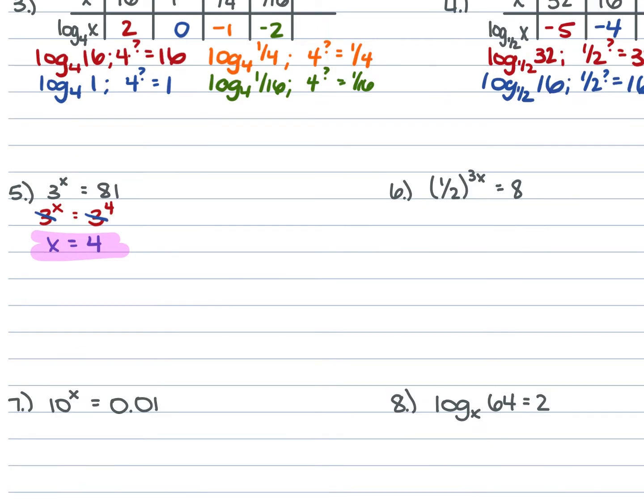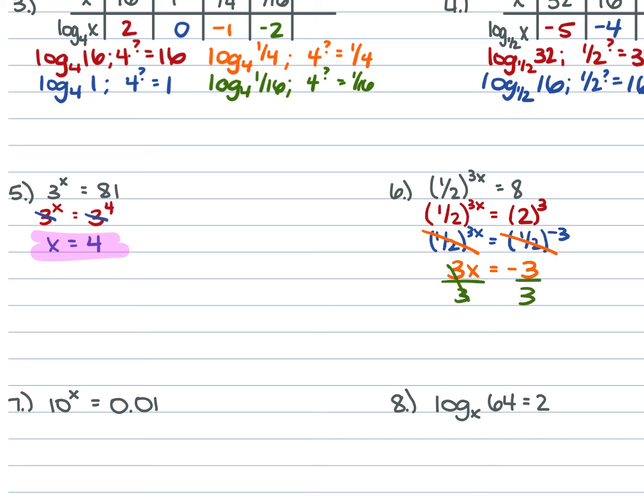For number 6, we have 1/2 to the power of 3x is equal to 8. We know that that 8 is 2 to the 3rd power, so we can rewrite this as 1/2 to the power of 3x is equal to 2 to the 3rd power. That 2 is not 1/2. You can make it into that 1/2 by raising it to the power of -1. So we're going to have 1/2 to the power of 3x is equal to 1/2 to the power of -3. Because your bases are the same, they cancel out, and you're just going to work with the 3x is equal to -3. Divide each side by the 3, and you have that x is equal to -1.